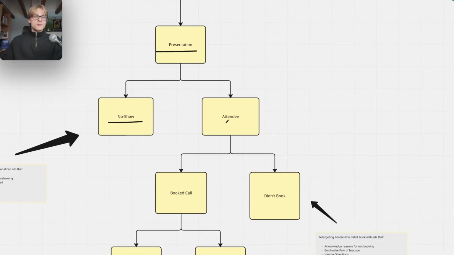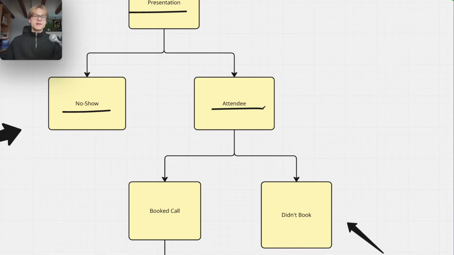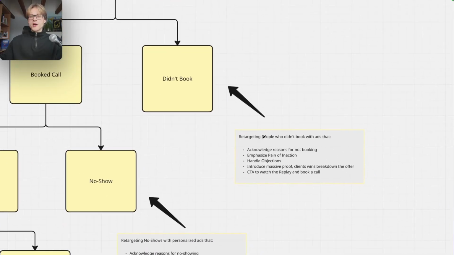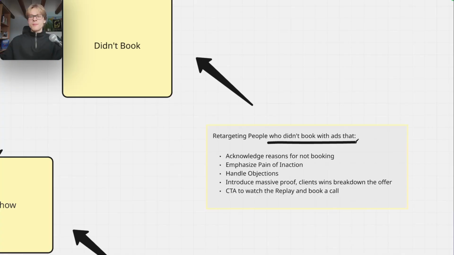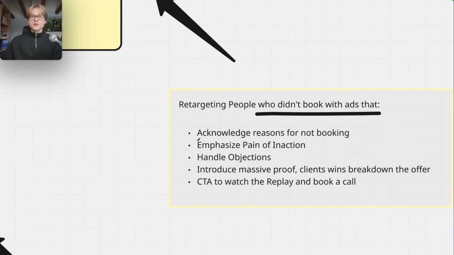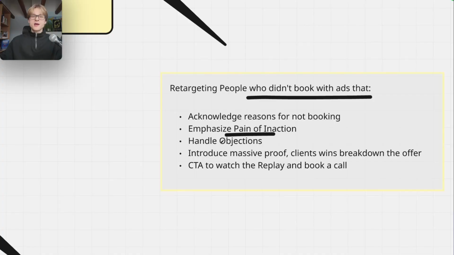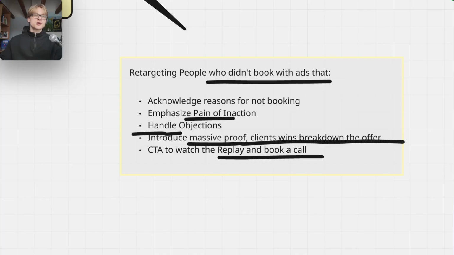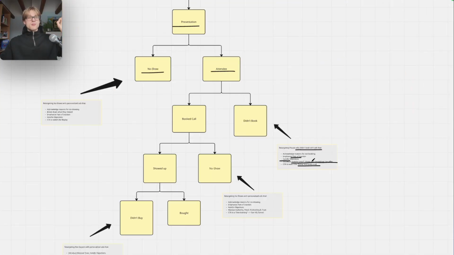Another thing could be, obviously, he doesn't no-show, but he attends. And then he books a call or doesn't book a call. Now, we retarget people who didn't book with ads that acknowledge reasons for not booking, emphasize pain of inaction, and handle objections. And then we choose massive proof, client wins, break down the offer, and we CTA them again to watch the replay, or on this replay page, they can then book a call.